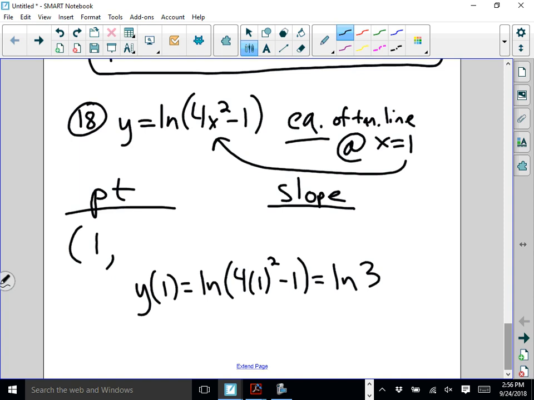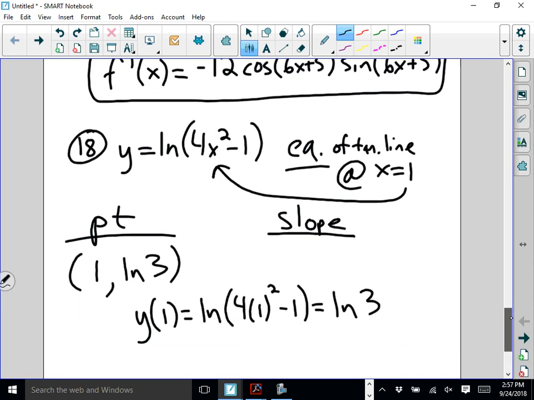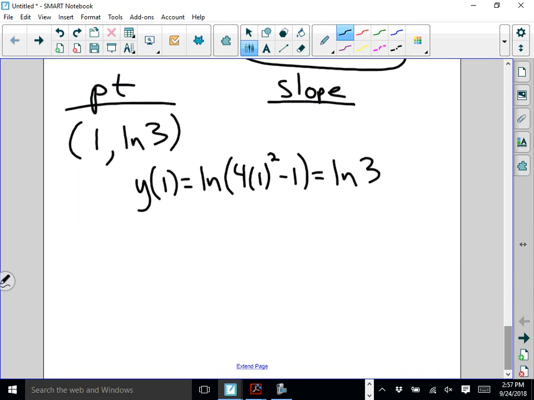The only natural logs that we need to really simplify are ln 1, we should immediately know as 0. Ln e we should know as 1. And ln of e to any power is just that power. But ln 3 is just going to be plain old ln 3. Next, I need to find the derivative, and then I need to plug in 1 into my derivative. So let's find dy dx. Well, this is a chain rule problem. So when I do the derivative of ln of 4x squared minus 1, that is 1 over, I know ln x is 1 over x, so ln stuff is 1 over stuff.